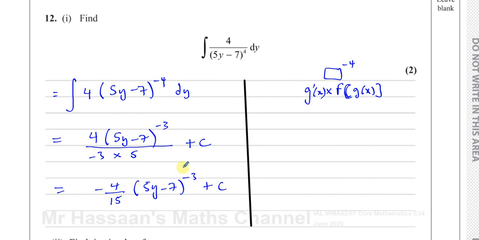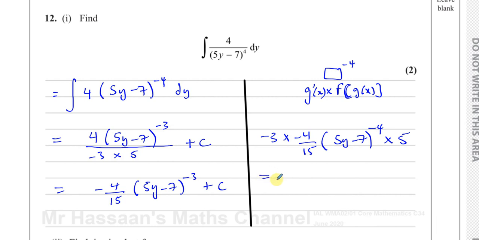So let's differentiate this. I'm going to use the chain rule, so I'll multiply by the power. You see the main function is something to the power of something, so I multiply by the power. So I have minus 3 times minus 4 over 15, and then I'll have 5y minus 7. Then I have to take 1 away from the power, so that becomes minus 4. And then I have to multiply by the differential of what's inside the function, because we're using the chain rule. So you have to multiply by 5.